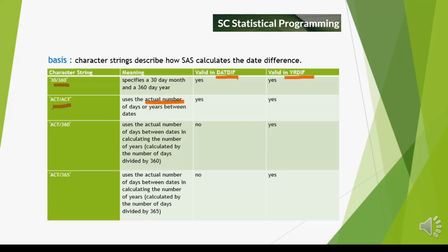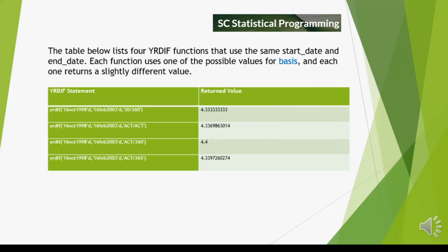And thirdly, for ACT/360, it uses the actual number of days between dates in calculating the number of years, which is calculated by the number of days divided by 360. And lastly, for ACT/365, it still uses the actual number of days between dates, but for calculating years, the days are divided by 365 instead of 360.